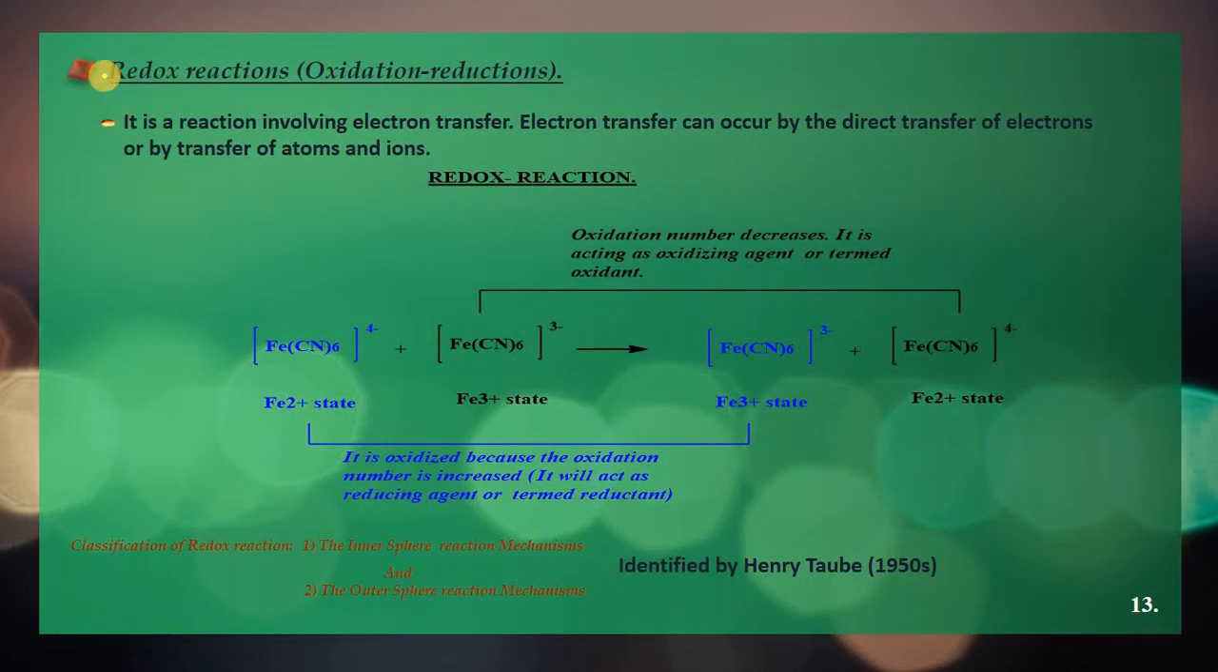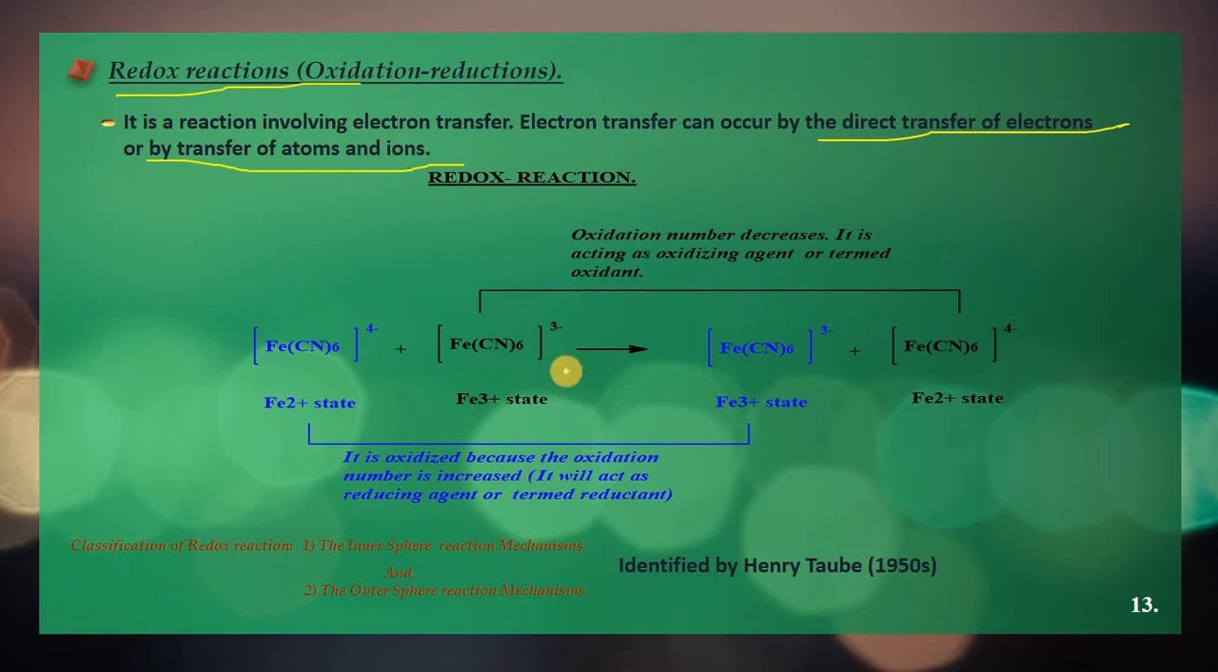Now to the last reaction. I was able to explain ligand substitution reaction. I was able to explain square planar reaction, octahedral reaction, and now I'm on redox reaction, which is also known as oxidation-reduction. It's a reaction involving electron transfer. Electron transfer can occur by direct transfer of electrons or by transfer of atoms and ions. Let's take note of this: direct transfer of electrons or transfer of atoms and ions.